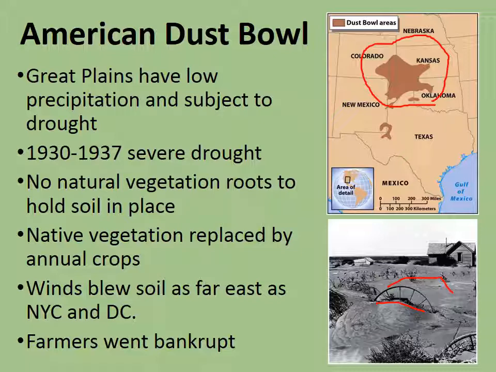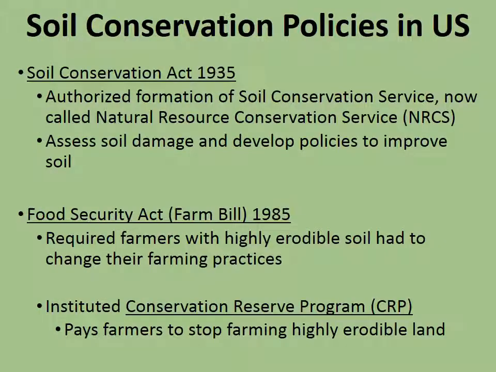Okay? And what ended up happening was the Civilian Conservation Corps came in and they started doing soil reclamation practices in that area. We're going to talk about those in a bit. So the Soil Conservation Act of 1935, smack right in the middle of the Dust Bowl, said we're going to form the Natural Resources Conservation Service. We need to assess the soil damage. We need to develop policies to improve soil. We need to make sure this doesn't happen again.